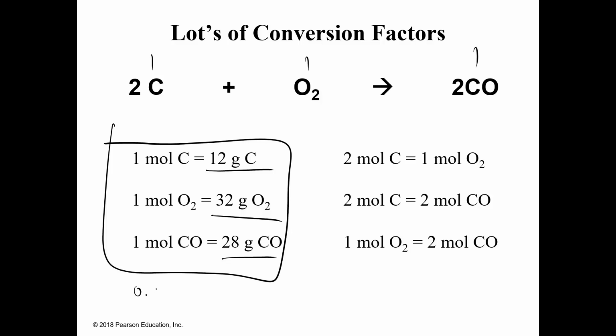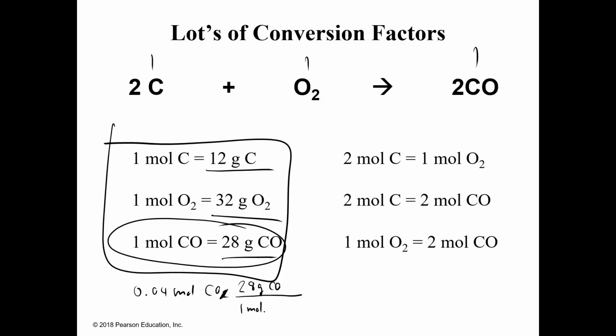So now you can say if you have 0.04 moles of CO, then you use this conversion factor to go to grams of CO, and you set it up in a fashion where you would multiply by 28 grams of CO, carbon monoxide, divided by 1 mole of carbon monoxide. The moles cancel and the CO cancels, and my answer is going to be in grams of CO. Those are the mole to gram and gram to mole conversion factors.